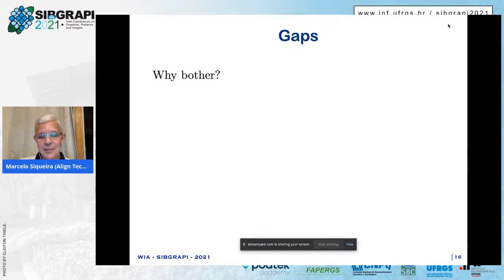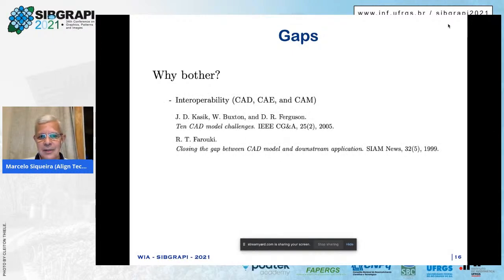If you want to do something with this model, in the applications we in general think about, like doing simulations or even fabricating the model, this becomes a huge problem. And this is not a new problem, it has been out there for many, many years. It is also considered to be one of the most important problems in the CAD world, because it breaks the pipeline of interoperability between CAD software, CAE software, and CAM software.